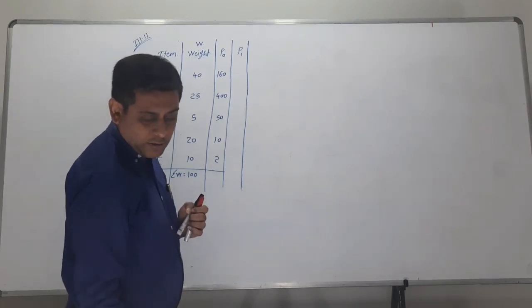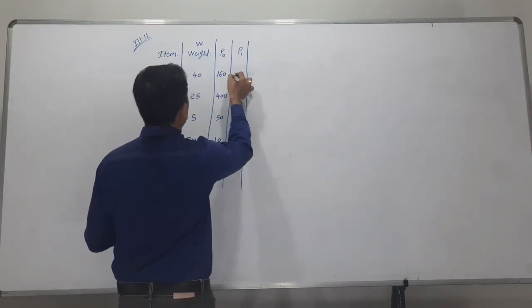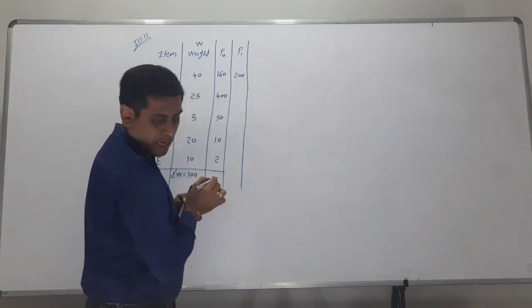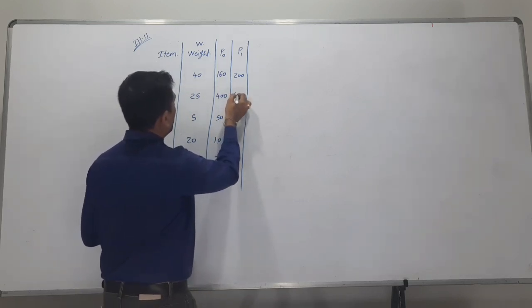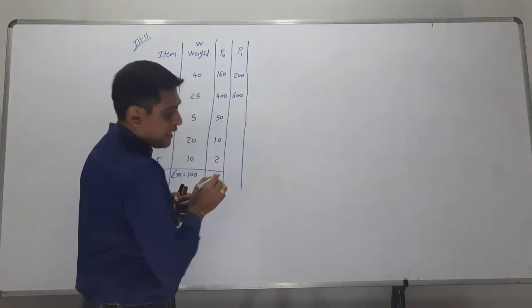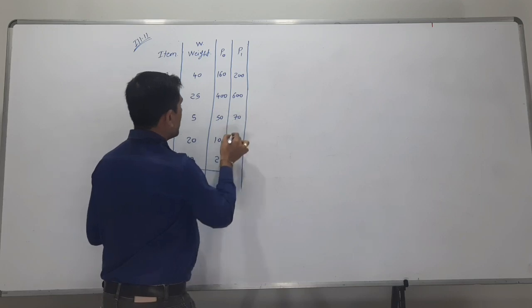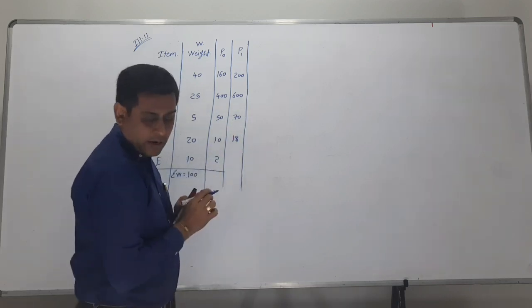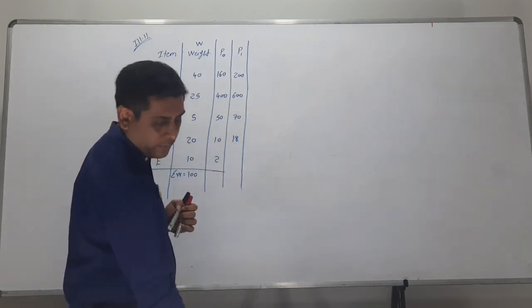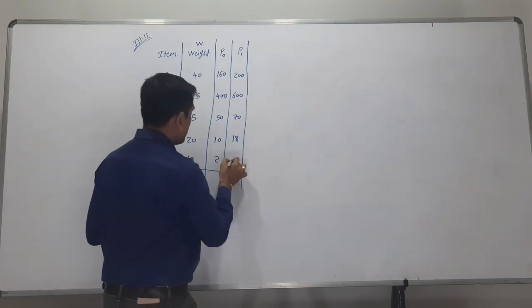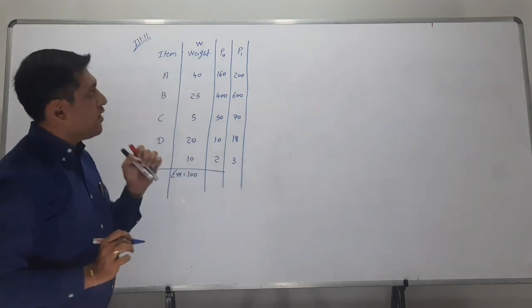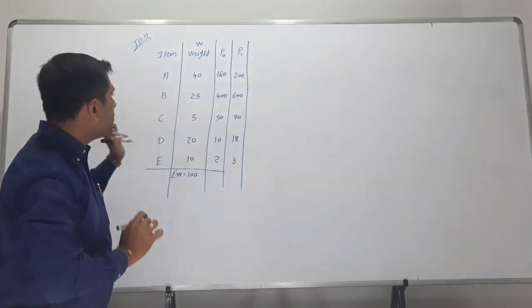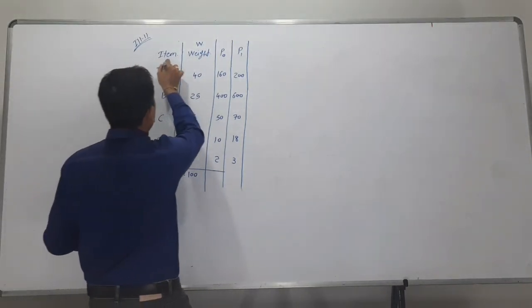Now P1, that is the price of the current year. The price of the current year is given as 200, then 600, then 70, 18, and the last one is 3. So here, whatever information is given, I am just writing that information on the board.